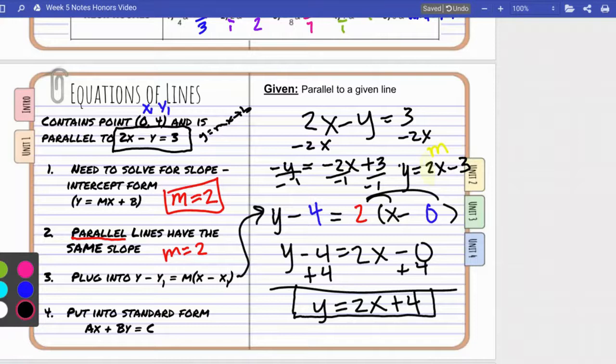If I want to put it back into standard form, I subtract my 2x over and I get negative 2x plus y equals 4. But the coefficient in front of x has to be positive, so we're going to have to multiply all of this by negative 1. So in standard form, my answer is going to be 2x minus y equals negative 4. So that's slope-intercept form, and standard form.